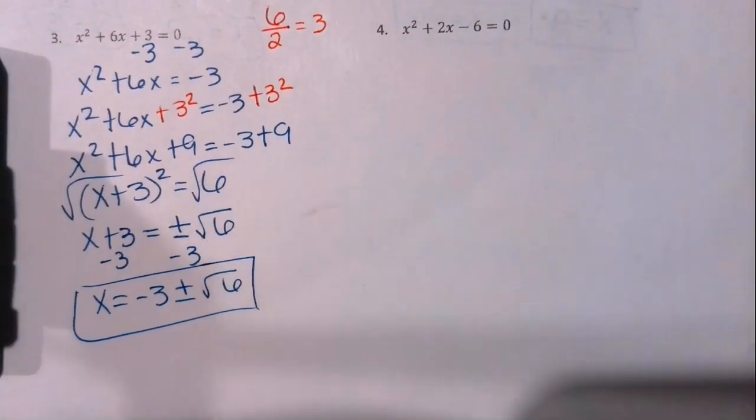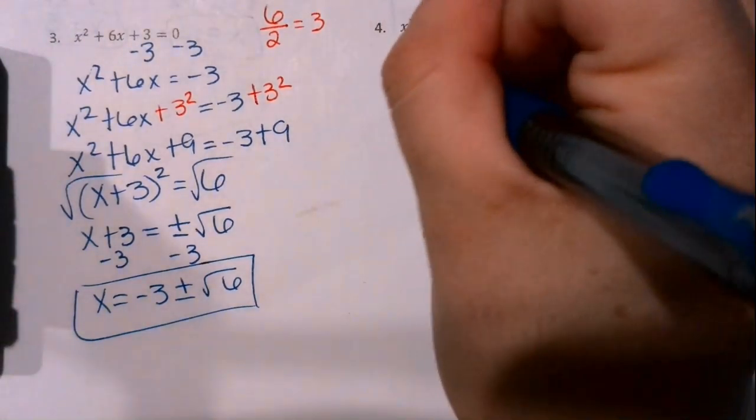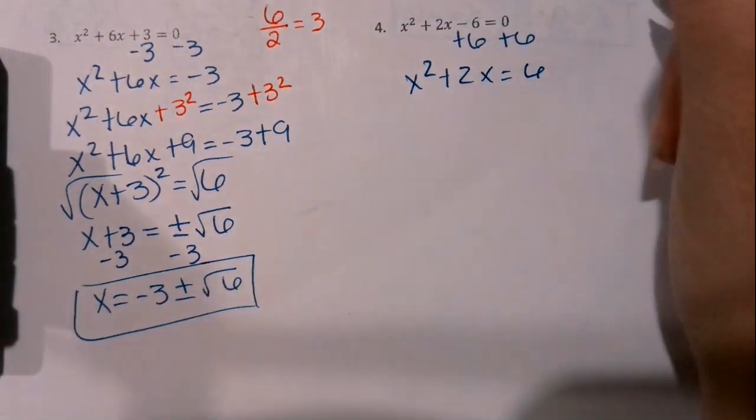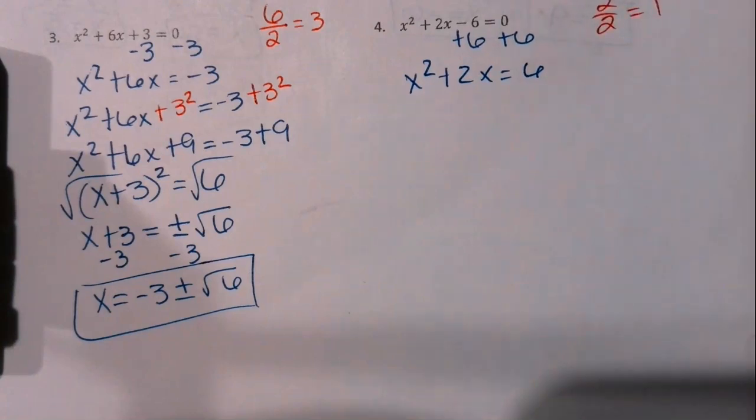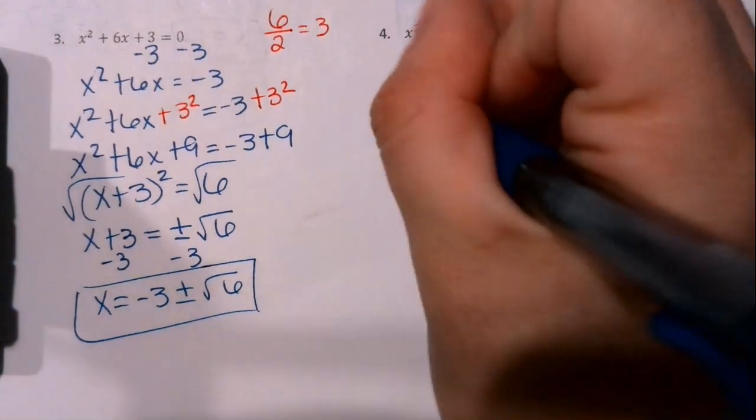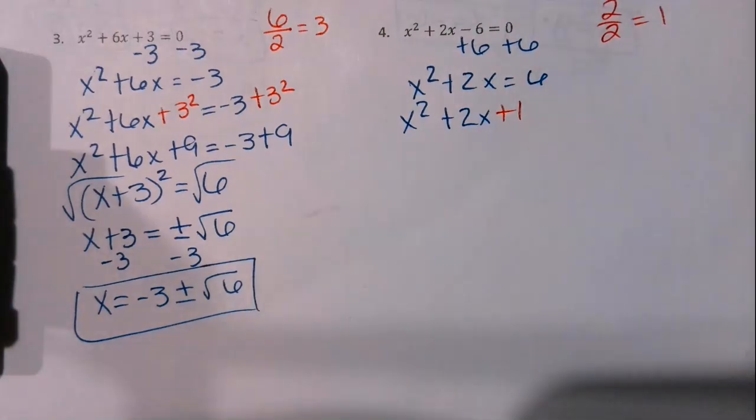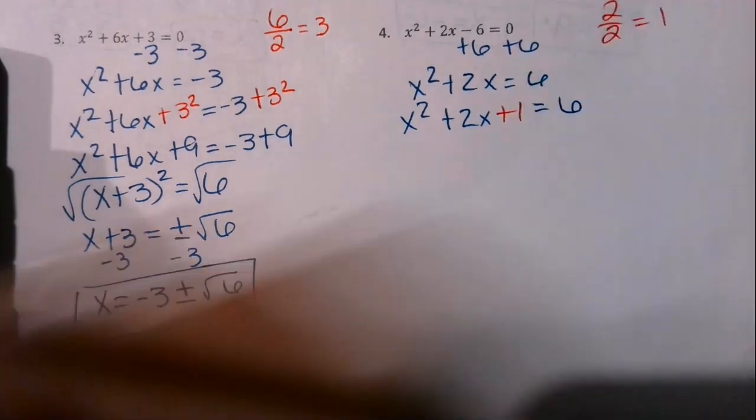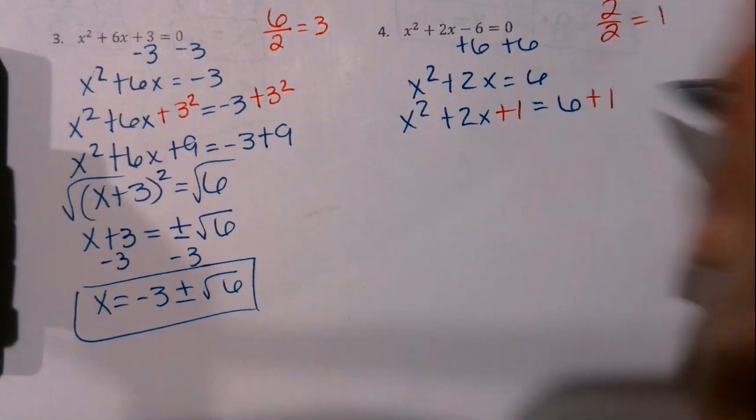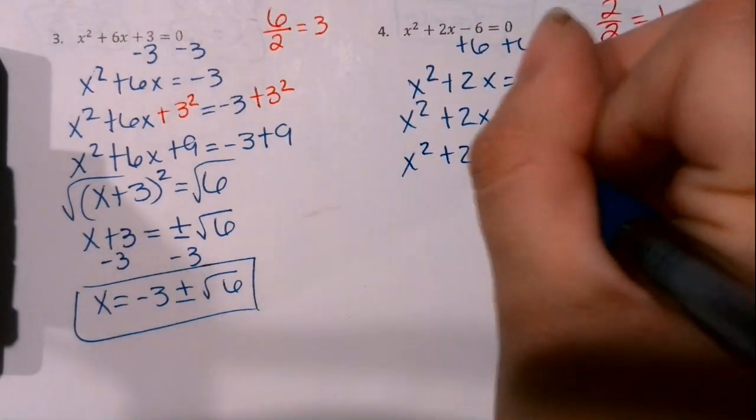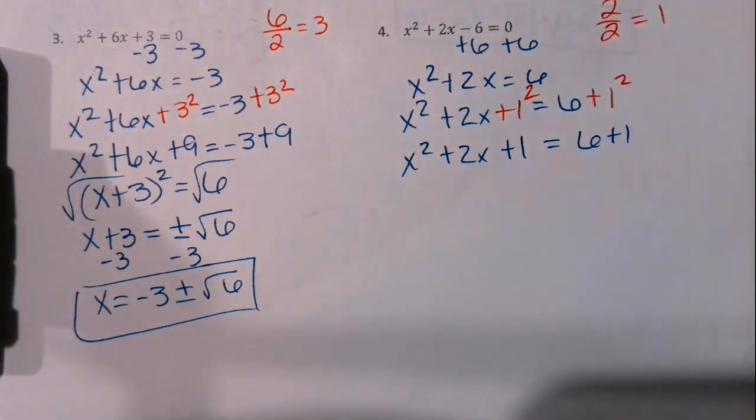Okay. Same thing on number 4. I'm going to start off by adding 6 to both sides, because I have to do the opposite of its sign. So I have x squared plus 2x equals 6. And then I want to find half of 2, which is 1. So I'm going to add 1 squared to both sides. One squared is 1. So now I have x squared plus 2x plus 1, and then I have 6 plus 1.